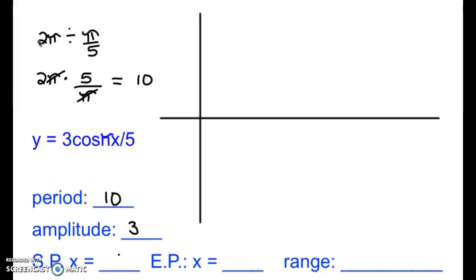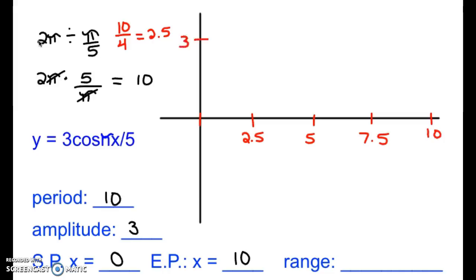So this graph is going to start with an x value of 0. It's going to end with an x value of 10. Okay? So again, I know it's ending with an x value of 10. I'll divide that in half, and each one of those in half. If I divide 10 by 4, I figure out that I'm counting by 2.5s. So I'll go ahead and count by 2.5s to get from one x to the next. And again, I know my amplitude is going all the way up to 3, all the way down to -3.